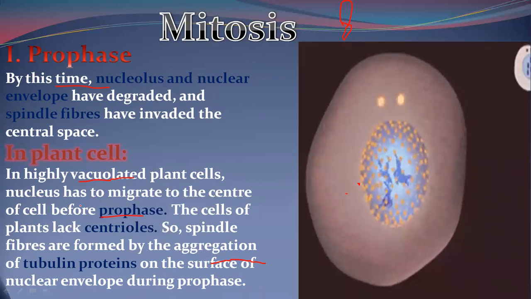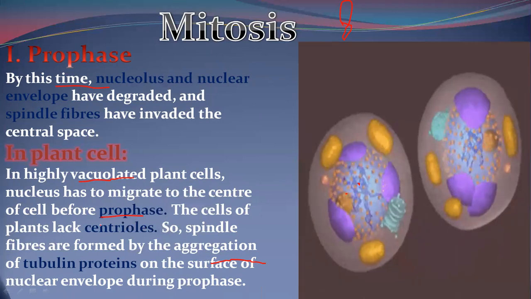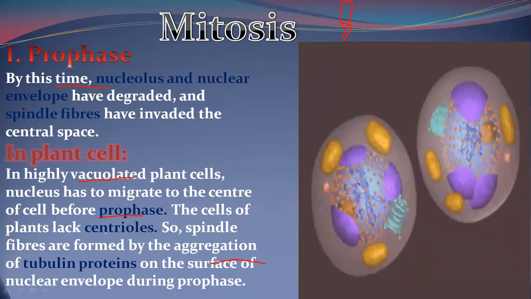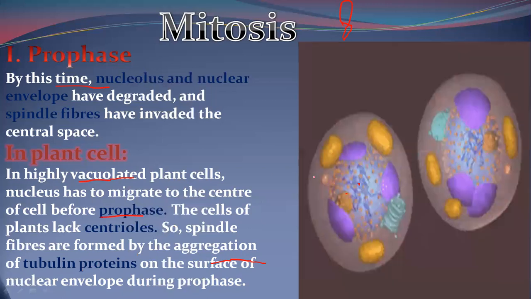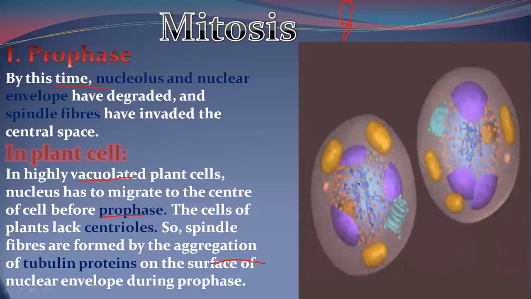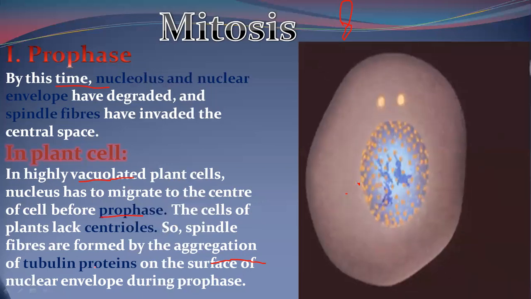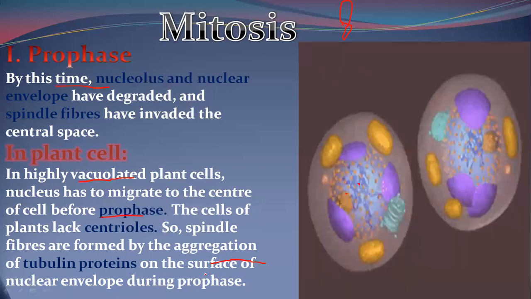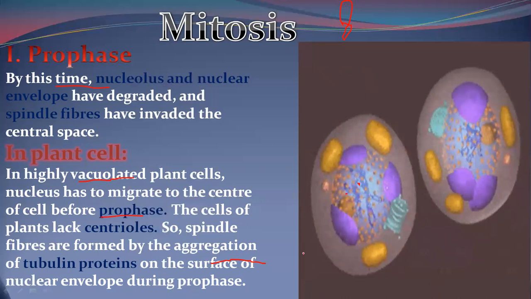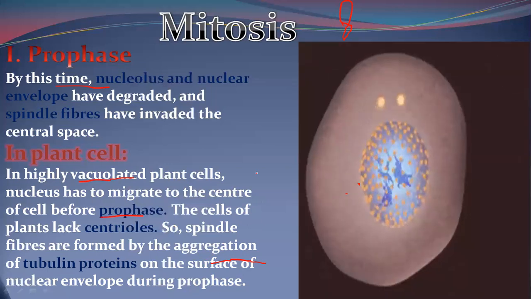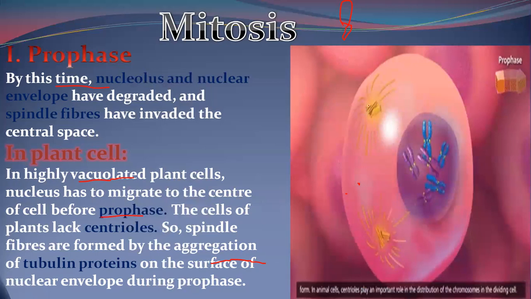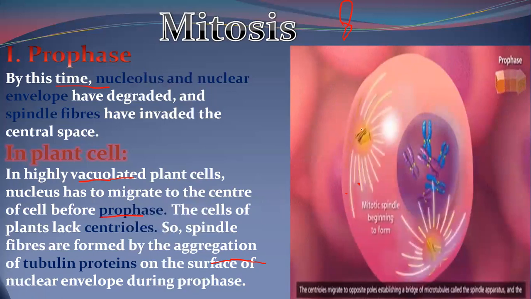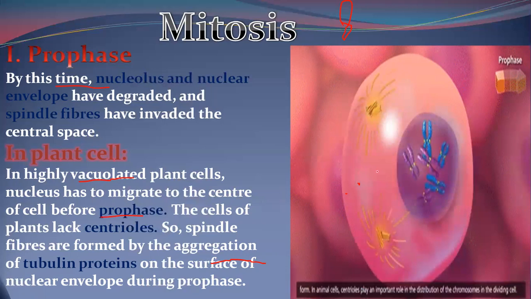migrate to the center. When the nucleus migrates to the center, because a plant cell lacks centrioles, spindle fibers are formed by the aggregation of tubulin proteins. There are no centrioles, but tubulin proteins are all around in the cytoplasm, so they aggregate and form the spindle fibers present near the nuclear envelope. The nuclear envelope then disintegrates, and the whole process is the same as in the animal cell. You can see here the centrioles are moving to both sides and forming spindle fibers, all of which is called the mitotic spindle.